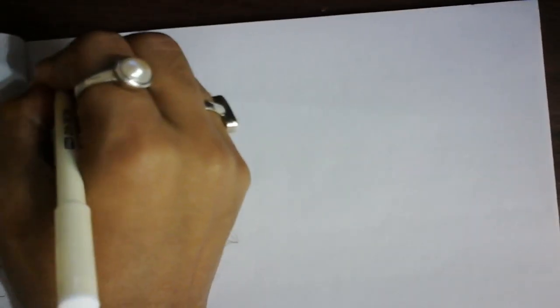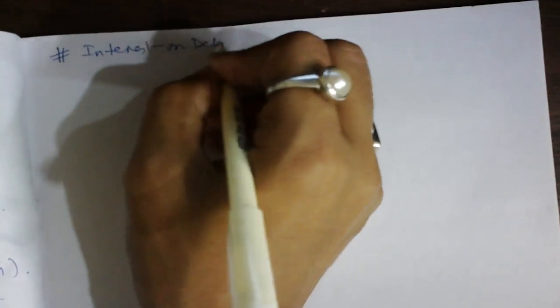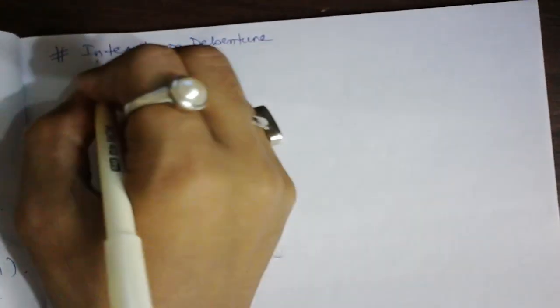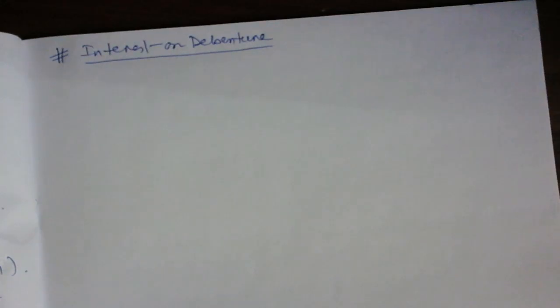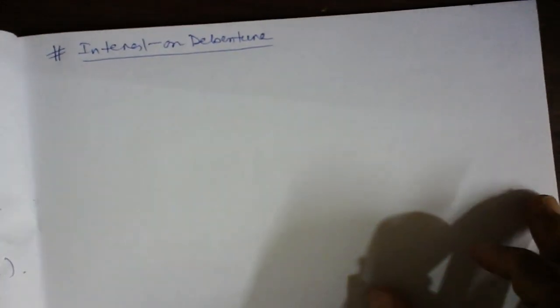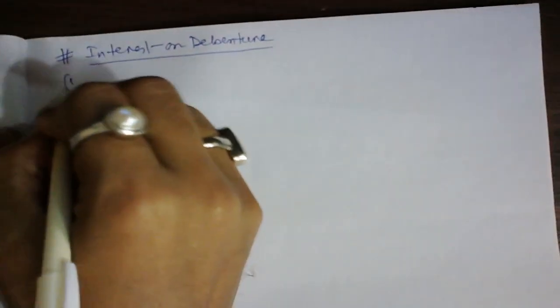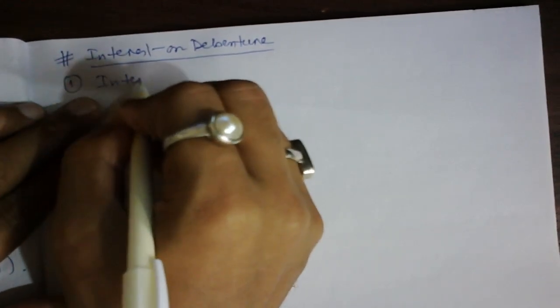First we need to due the debenture interest. Okay, first we need to due the debenture interest. So write it down. We are now learning, the topic is interest on debenture. First it will be interest due.